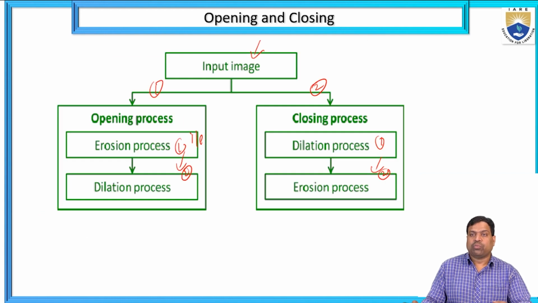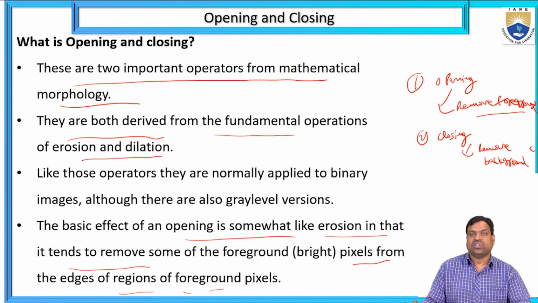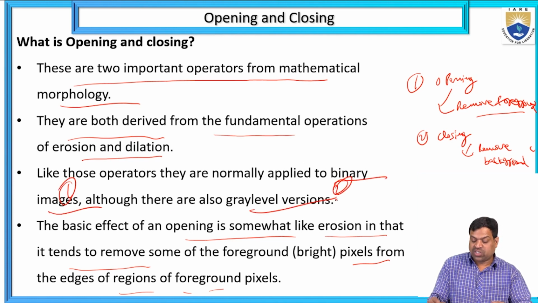Here, opening and closing are the processes. For opening, first erosion, after that dilation. In the closing process, first dilation, after that erosion. It is an example of erosion, dilation, opening and closing from the original image. Here, what is opening and closing? There are 2 important operations in mathematical morphology. Those are derived from the fundamental operations of erosion and dilation, and normally applied to binary images, although there are gray level versions. Already we discussed the binary image is one type, gray level versions are the second type.